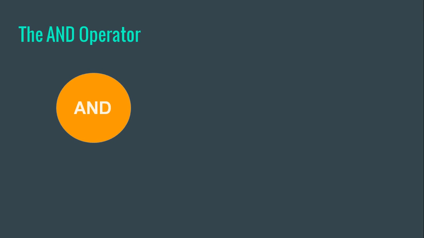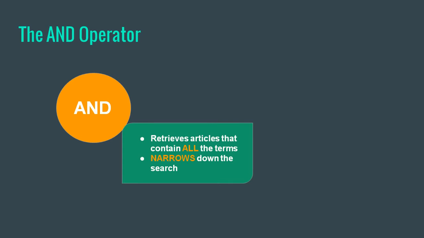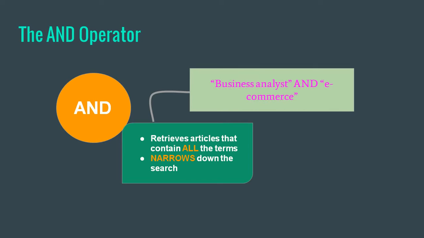The AND operator retrieves the articles that contain all the terms, and it narrows down the search because it considers all the terms between which AND appears. An example is business analyst AND e-commerce. If you have a couple of ANDs in your search string, then you are narrowing down your search results.